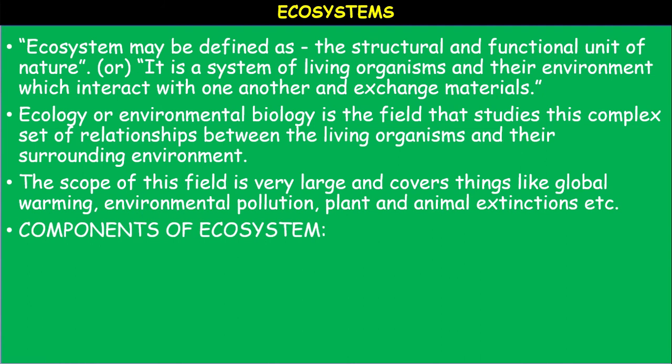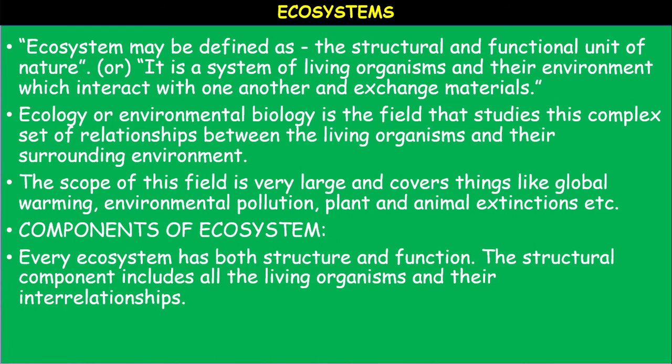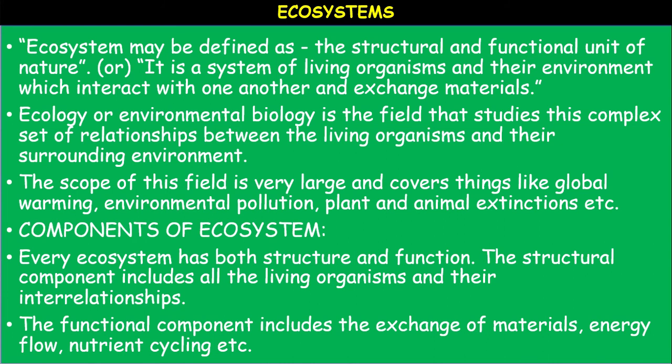Now we are entering into the actual topic, ecosystem. What are the components of ecosystem? What is ecosystem? It is a structural and functional unit of nature. Every ecosystem has both structure and function. The structural component includes all living organisms and their interrelationships. The functional component includes the exchange of materials, energy flow, nutrient cycles. What are nutrient cycles? The nutrient cycles include carbon cycle, sulfur cycle, nitrogen cycle, hydrological cycle, water cycle, etc.